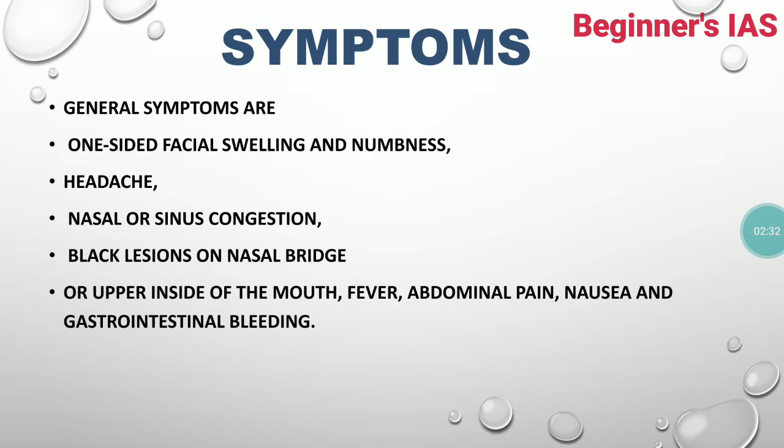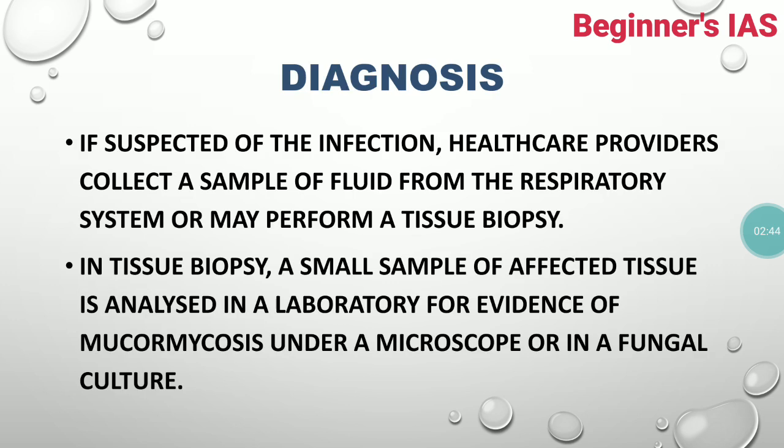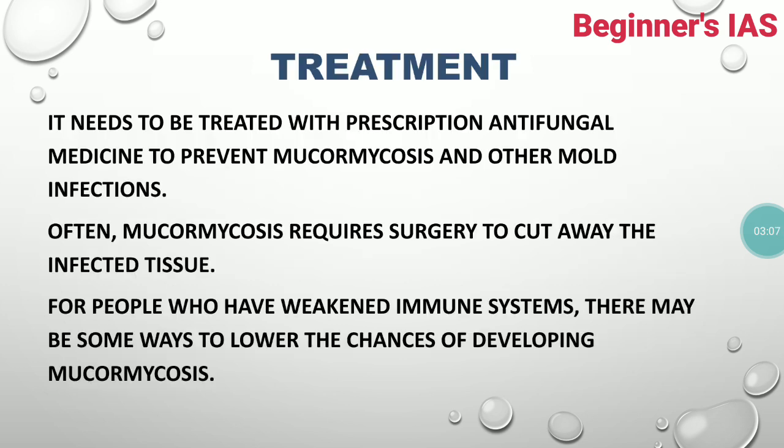Next are symptoms: headache, nasal or sinus congestion, black lesions on the nasal bridge or upper inside of the mouth, fever, abdominal pain, and gastrointestinal bleeding, etc. are the symptoms of mucormycosis. What is the diagnosis? They will collect a sample of fluid from the respiratory system or may perform a tissue biopsy. In a tissue biopsy, a sample of affected tissue is analyzed in a laboratory for evidence of mucormycosis under a microscope or in a fungal culture.